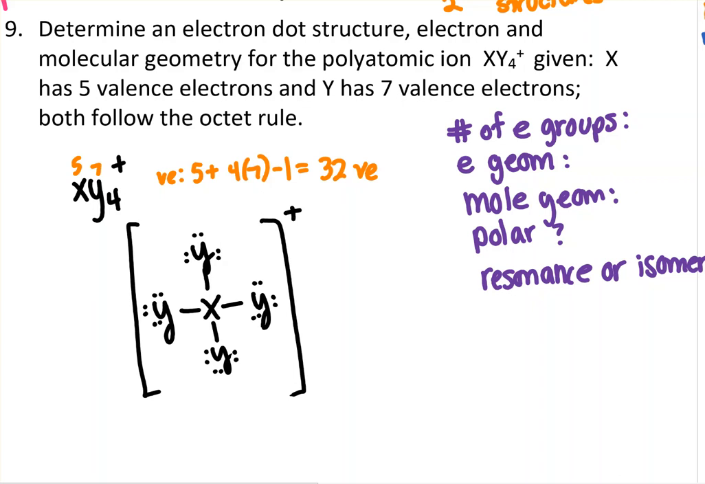Let's go through our questions over here. Number of electron groups. Again, what we're doing is we're counting around our central atom. A bond counts as one group, a lone pair is a group. So there are 4. So that makes the electron geometry tetrahedral.